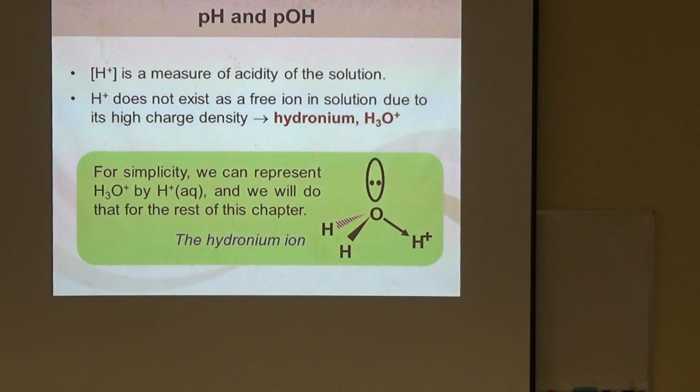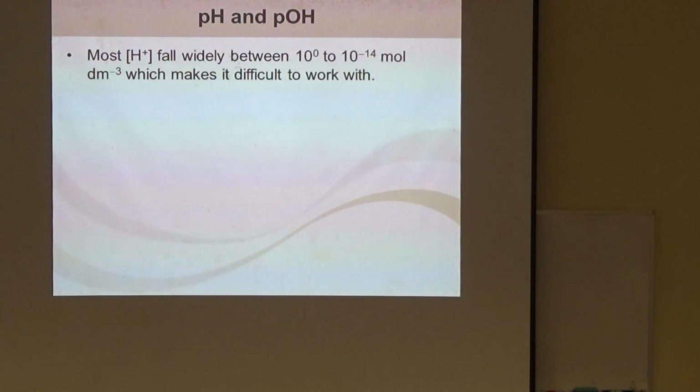Okay, so anyway, for simplicity's sake, we will use H plus. At university, this doesn't apply because they will insist that you use H3O plus, depending on the lecturer. Now, why did they do this? Because H plus concentration actually varies by a wide range, from 10 to the power of 0, which is 1 mole per dm cube, to 10 to the power of minus 14, which is 1 mole per dm cube of OH minus. It's 14 orders of magnitude.